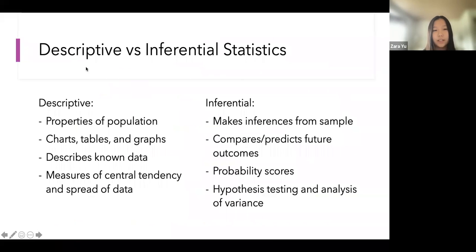So here you can see the difference between the two. Descriptive has to do with properties of the population. It uses charts, tables, and graphs. It describes known data, and it uses measures of central tendency and spread of data. Measures of central tendency mean things like mean and median. And spread of data means range and those kinds of things. I'll be talking more about those later. Then inferential statistics makes inferences from the sample. It compares or predicts future outcomes. It uses probability scores, and it uses hypothesis testing and looks at variance, which I'll also be talking about later.